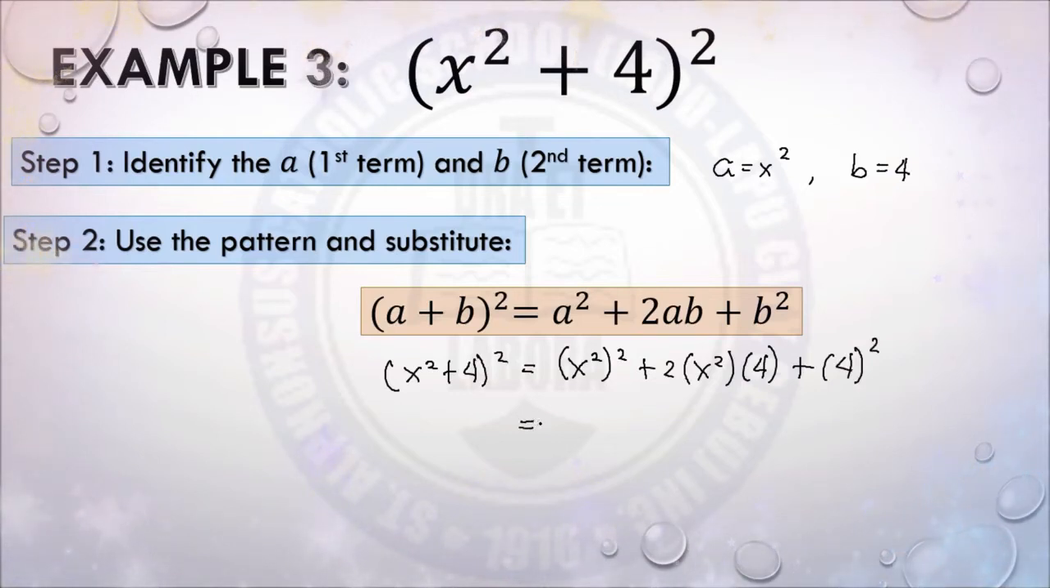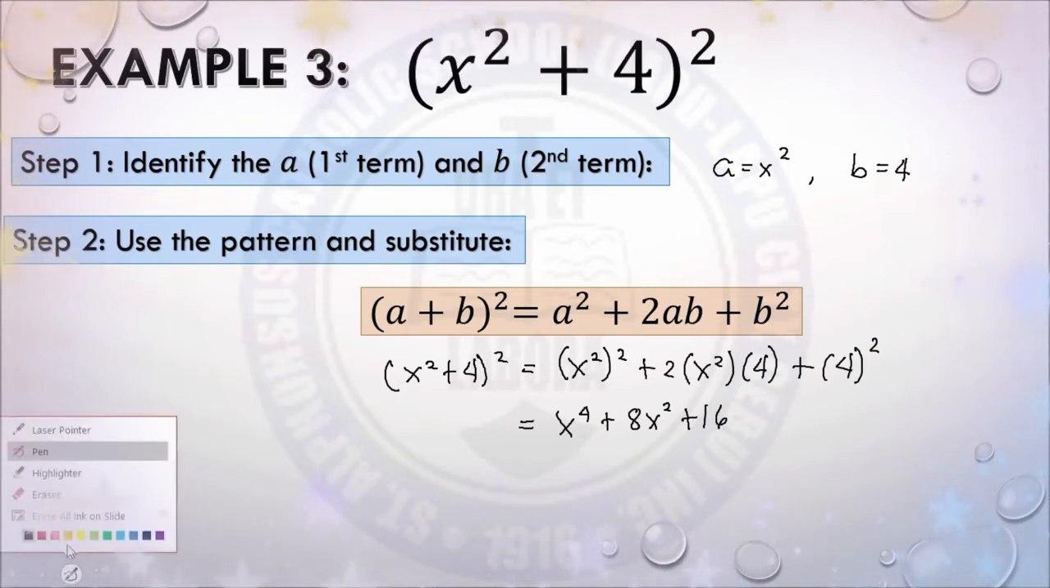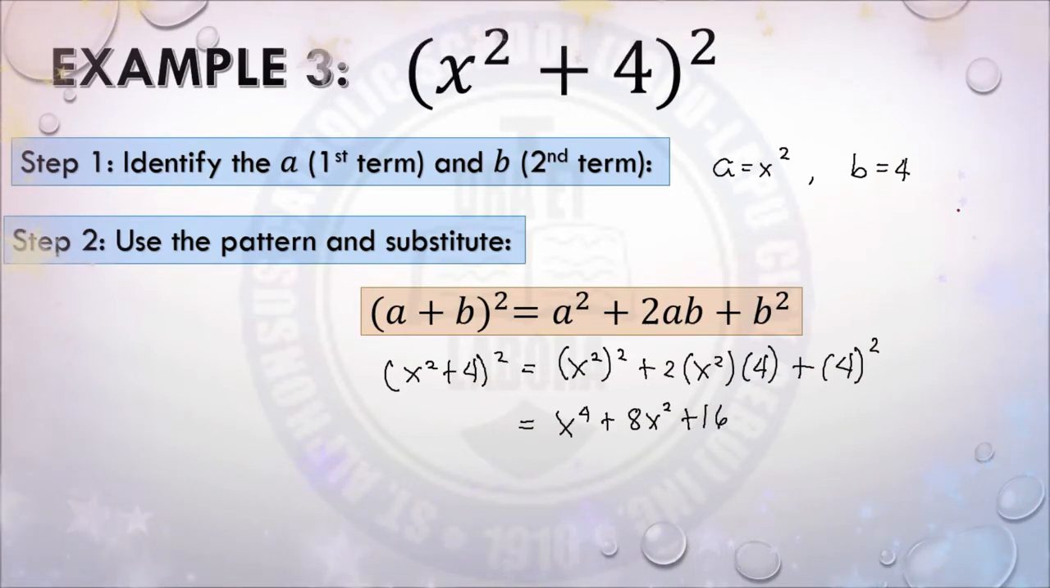Then simplify. What do you think is the answer? Please write your answer on the text box below. If your answer is x to the 4th plus 8x squared plus 16, then very good, you are correct. And as I've said, always box your final answer.